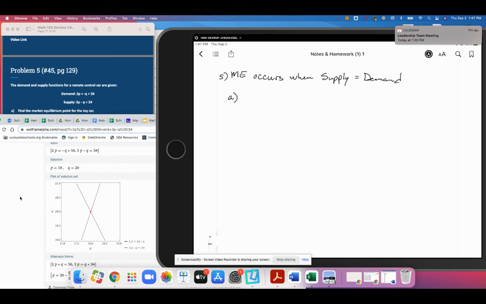So for part A, market equilibrium is producing a quantity of 20 cars at a price of $18 per car.